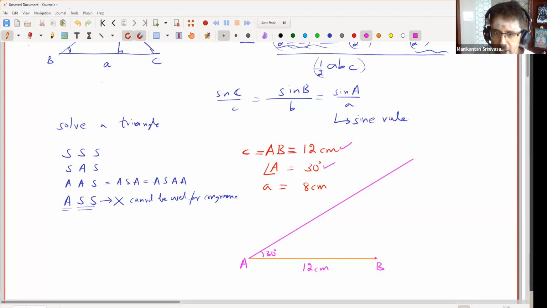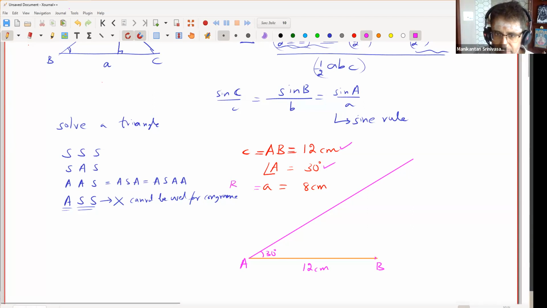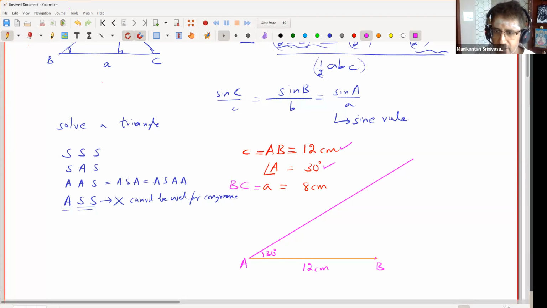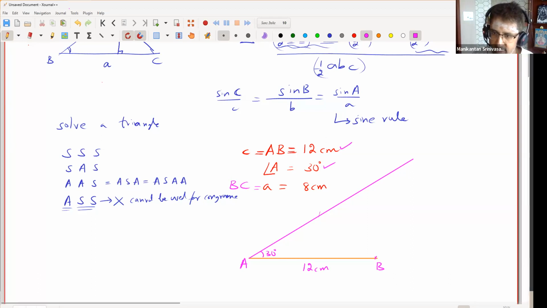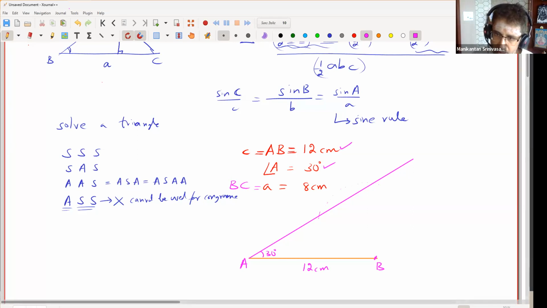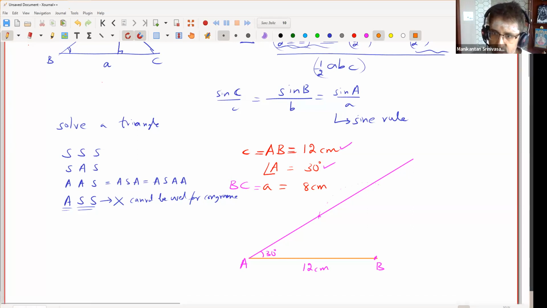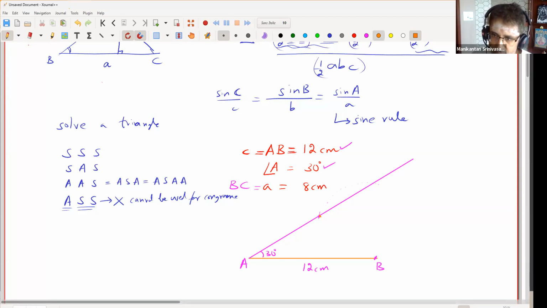Now, small a is nothing but BC, right? That's 8 centimeters. Now, I would want to cut an arc of 8 centimeters length with B as the center. I'll try to cut an arc. So if I cut an arc, you can imagine that goes like this, right? So it cuts at 2 different points, right? Here as well as here.